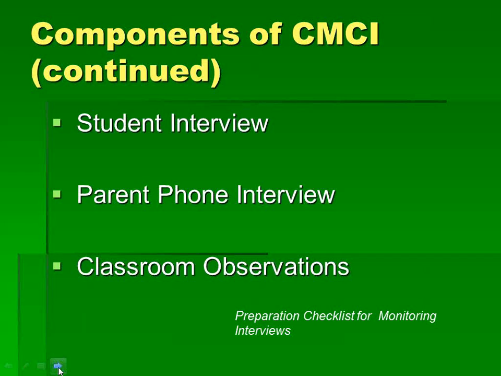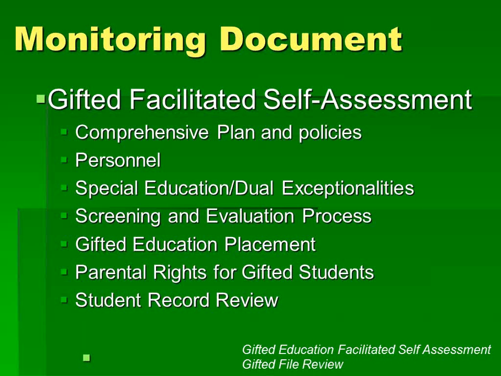Special ed, dual exceptionalities. I will ask to review the folders of students with dual exceptionalities. This is separate from those other folders. I want to see, if you have 3, at least 3. If you do not have 3, I'll see less. Then I will want to look at your screening and evaluation process.